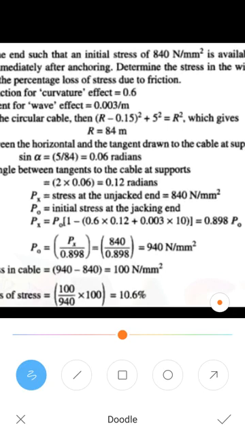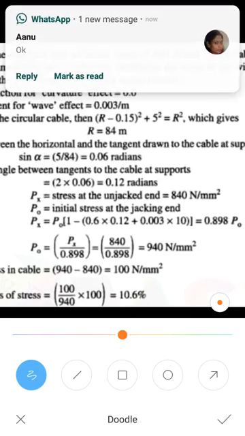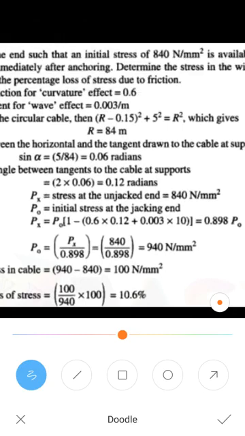So sin alpha is equal to 5 by 84, that is the angle, opposite by hypotenuse. So you will get around 0.06 radians.